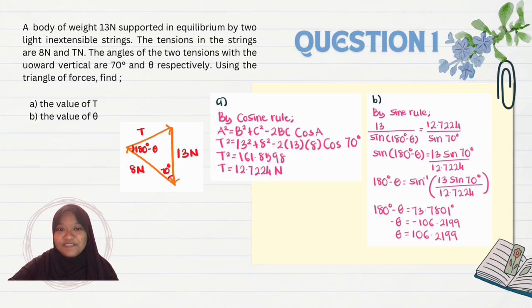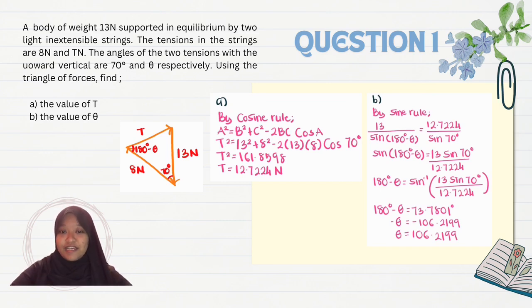Question 1. A body of weight 50 Newton is supported in equilibrium by two light and extensible springs. The tensions in the springs are 8 Newton and T Newton. The angles of the two tensions with the upward vertical are 70 degrees and theta respectively. Using the triangle of forces, find A, the value of T, and B, the value of theta.